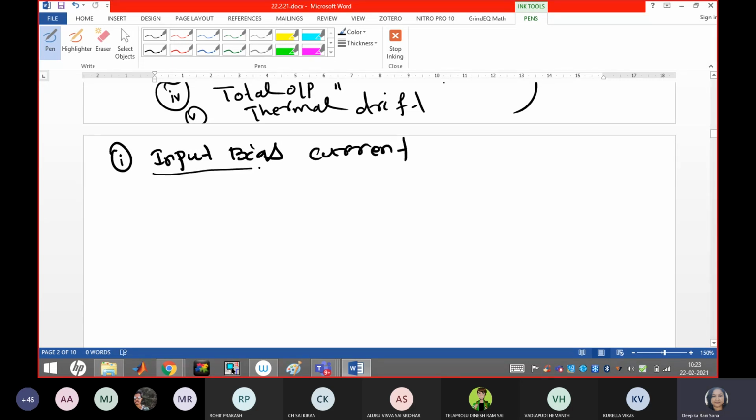Whether my handwriting is visible properly to your side, or I will reduce the thickness of the pen. Is this visible properly? Visible, ma'am. Okay, fine.